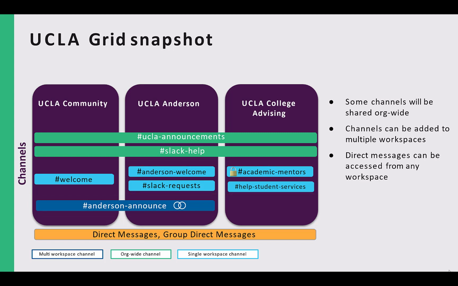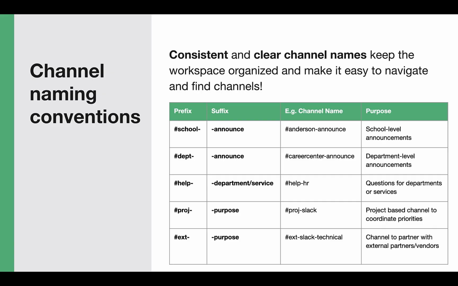Notice the lock symbol for the SAG team channel, indicating that it is a private channel. Also, notice how channel names help you identify their purpose at a glance. The grid also makes it possible to send DMs or direct messages to anyone at UCLA who uses Slack, no matter what workspace they're in. Here are some suggestions for creating channel names that keep them consistent and easy to find.